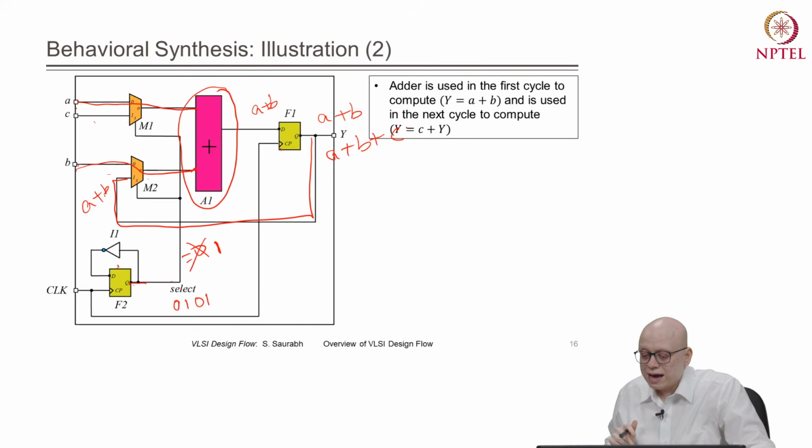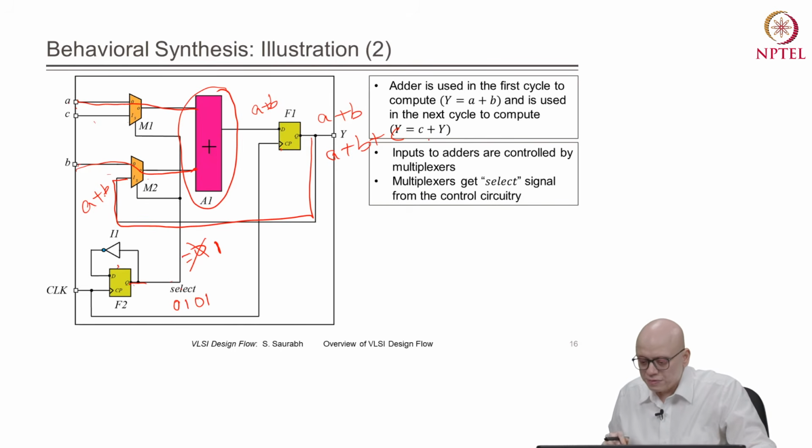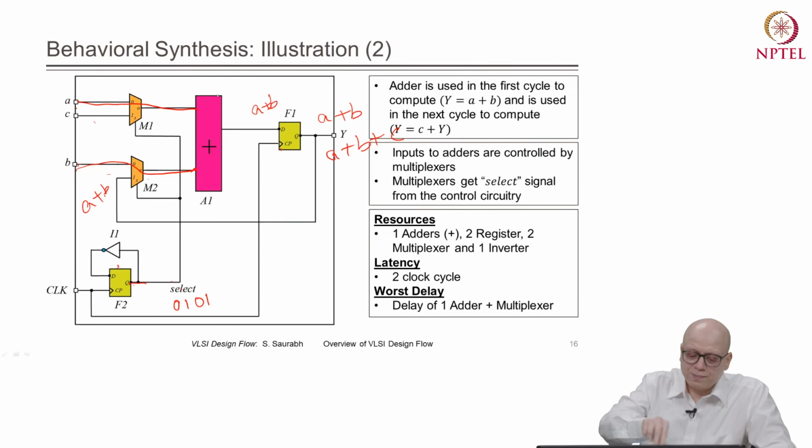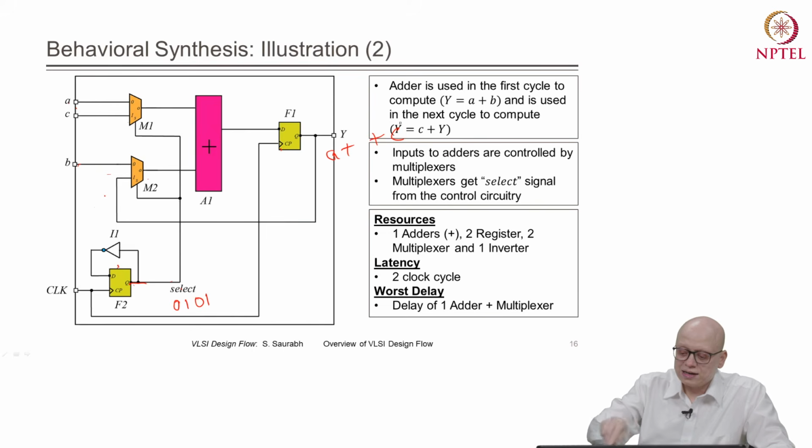So the adder is used in the first cycle to compute A plus B and is used in the next cycle to compute A plus B plus C, right? That is C plus Y, right? So inputs to the adders are controlled by multiplexers. Multiplexers get select signals from the control circuitry. So what is the benefit of this implementation? The benefit is clear that we are using only one adder, right?